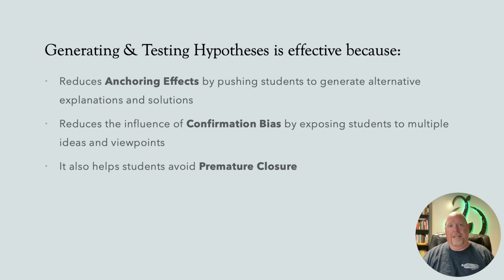So I told you in the last slide that one of the things we want to do is use strategies that are effective. And it turns out that this strategy is very effective in removing bias. And here's how it does that. It reduces anchoring effects by pushing students to generate alternative explanations and solutions. Not only that, it reduces the influence of confirmation bias by exposing students to multiple ideas and viewpoints.